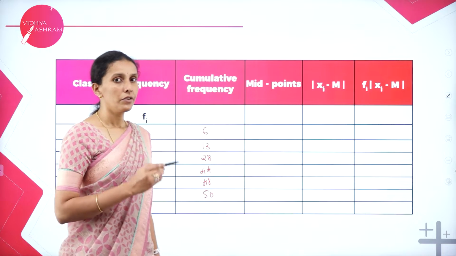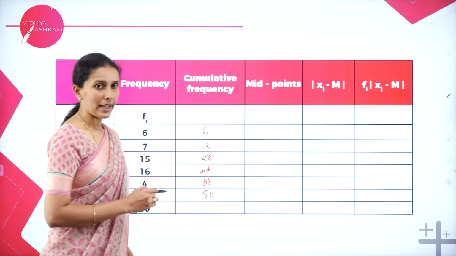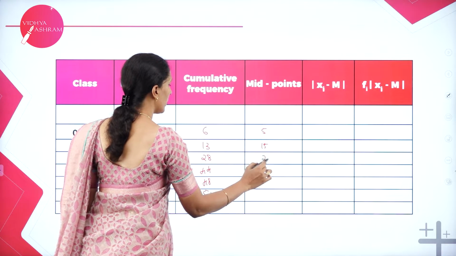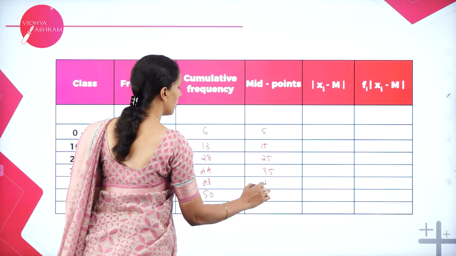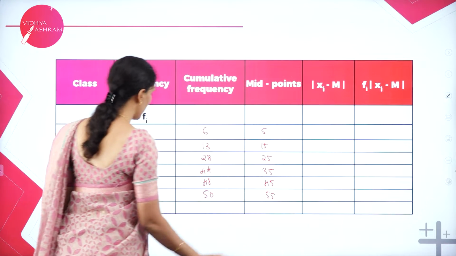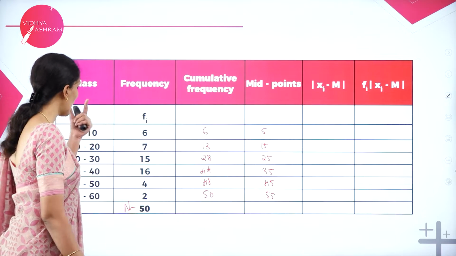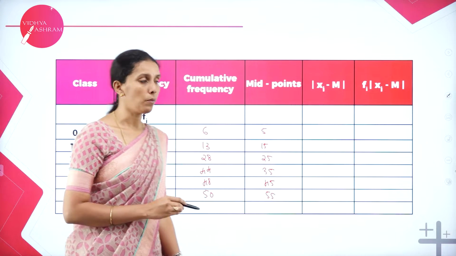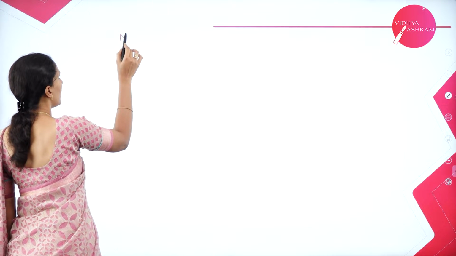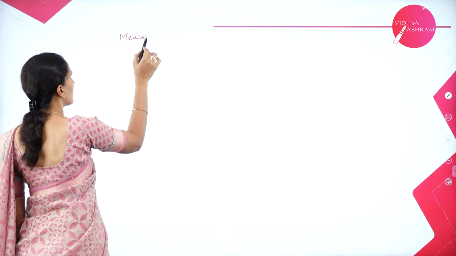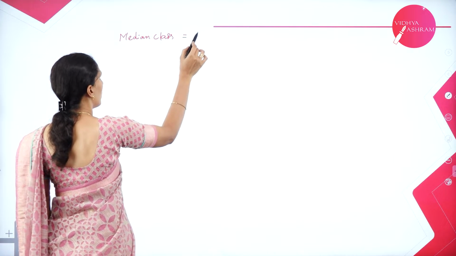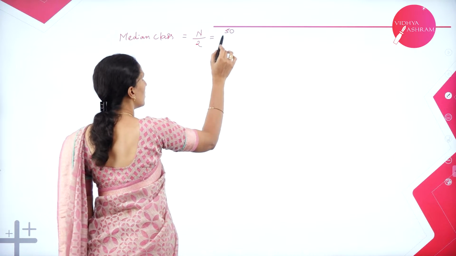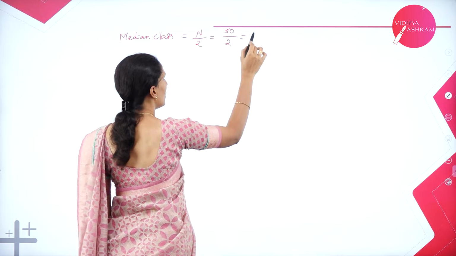Now here we need the midpoints. Again, let's see the midpoints: for 0 to 10 it is 5, then 15, 25, 35, 45, 55. So we have written them. Whenever a class interval is given, to find the median, we have to use two formulas. What are those formulas? Median class is equal to n by 2. So what is n by 2? We have n as 50. 50 by 2 is 25.